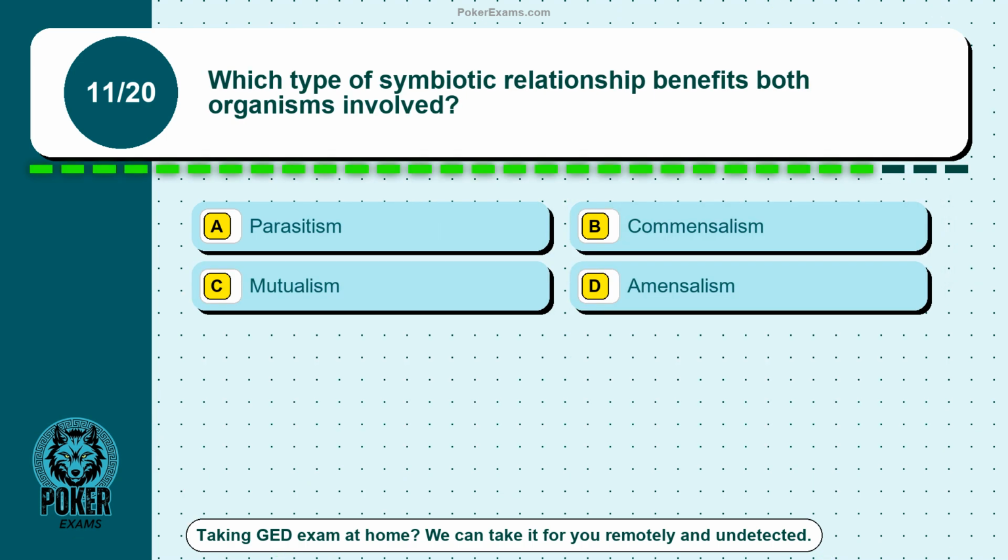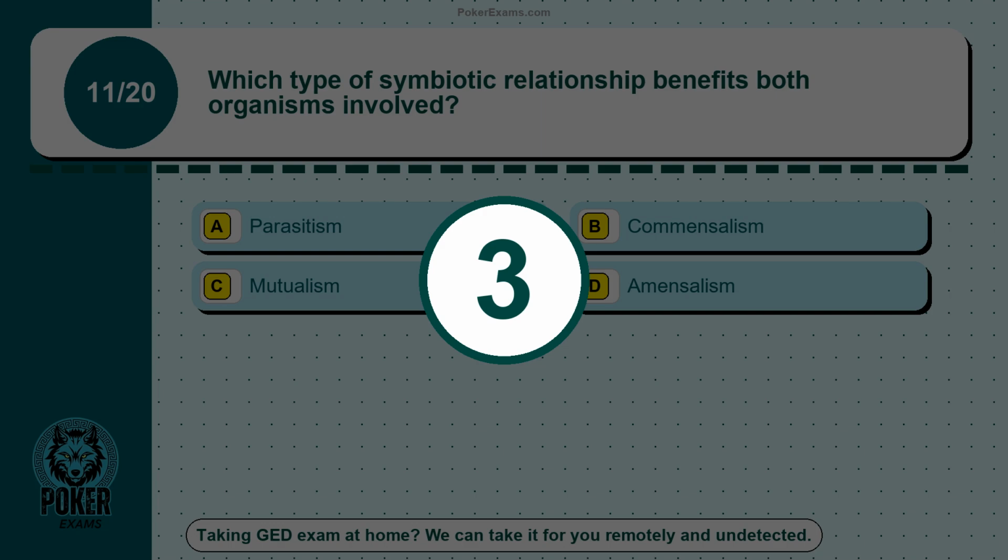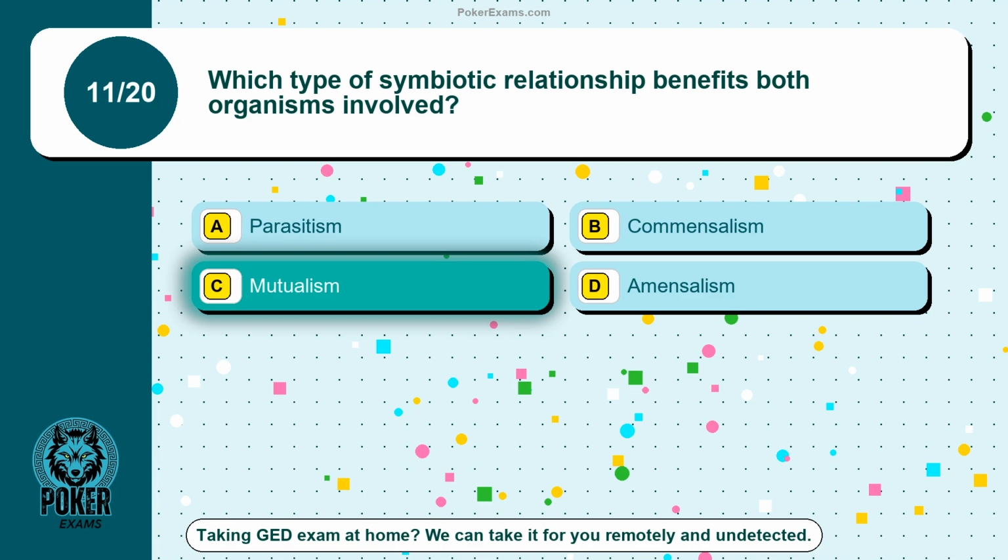Question 11. Which type of symbiotic relationship benefits both organisms involved? Option A, parasitism. Option B, commensalism. Option C, mutualism. Option D, amensalism. The correct answer is option C, mutualism.